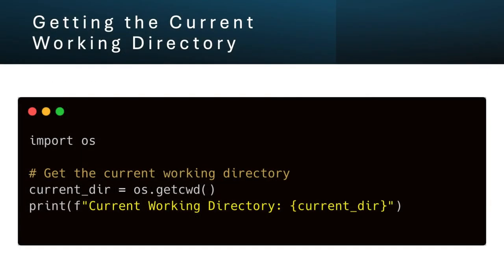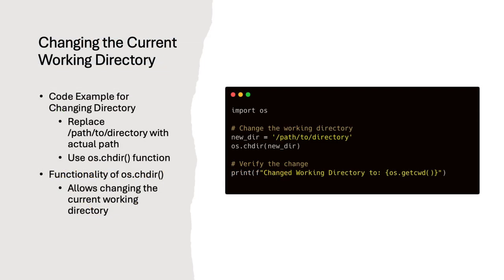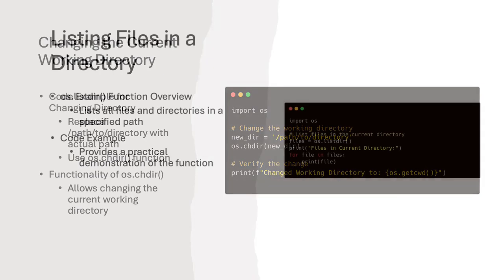The os.getcwd function in Python is used to get the current working directory of the script. This slide explains how to use the os.chdir function to change the current working directory. Remember to replace /path/to/directory with the actual path on your system.